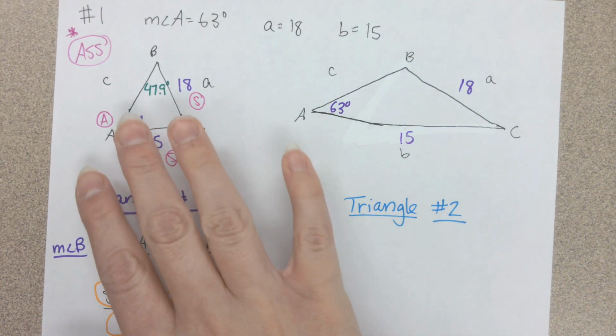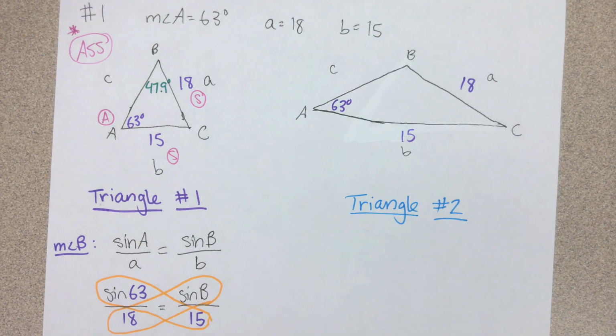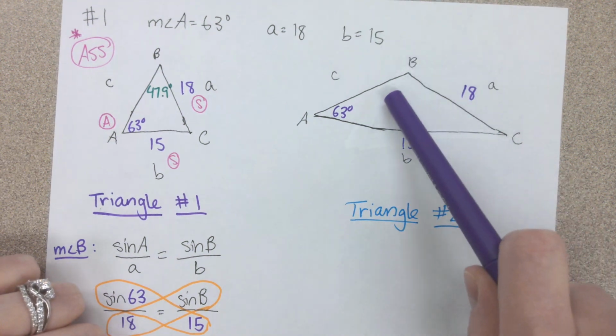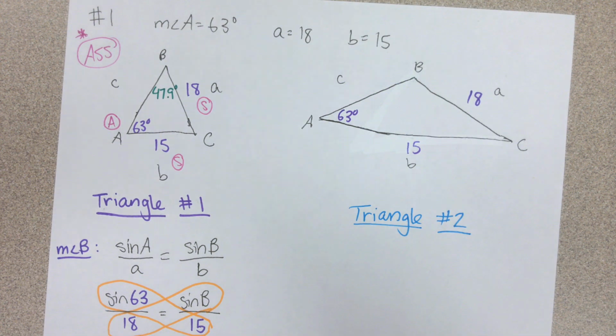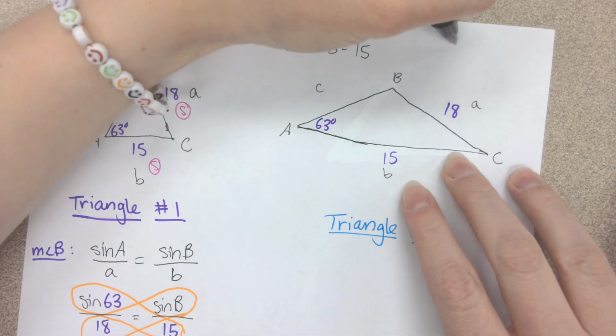The question is, could we have a scenario where B is actually supposed to be obtuse? But again, we weren't able to solve for that. There's no way we can get that answer. So we have to find an alternative angle for B. So what we are testing for is obtuse B.